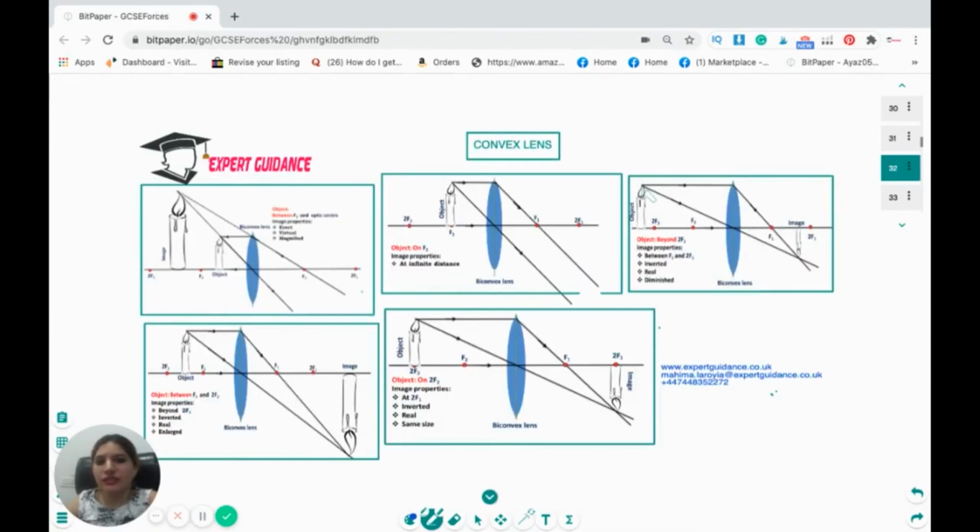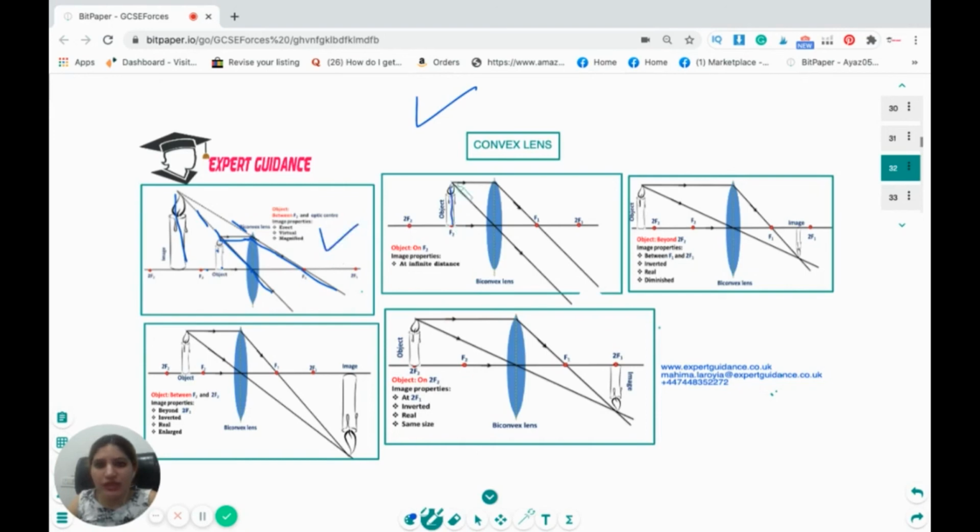Now, these are the certain ray diagrams for the convex lens, which you need to remember. When you place the object between the focus and the lens, in this case, one ray will go towards the lens and will refract at the focus. Second will go from the center. You will extrapolate it backwards. You will get a virtual, erect, and magnified image.